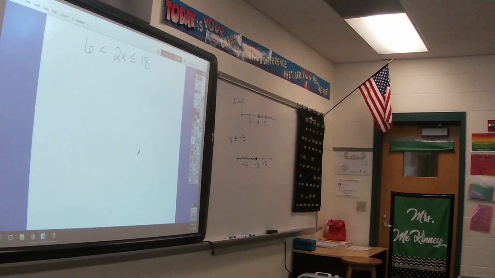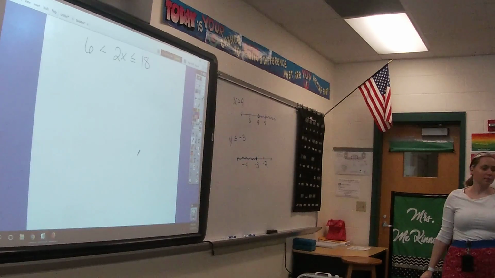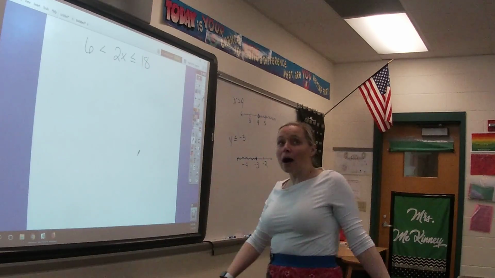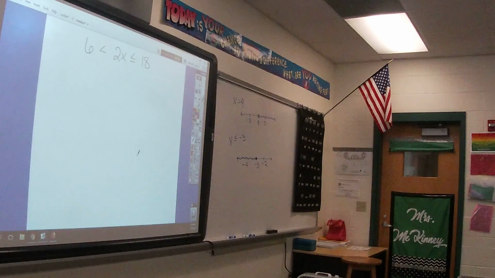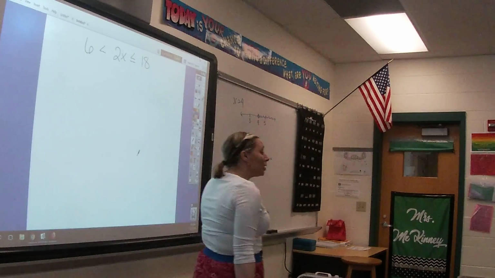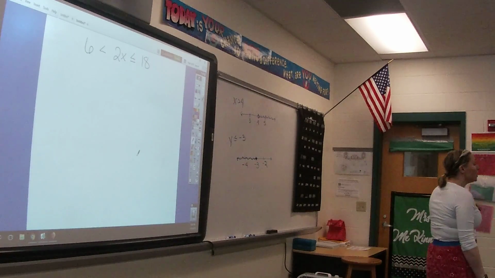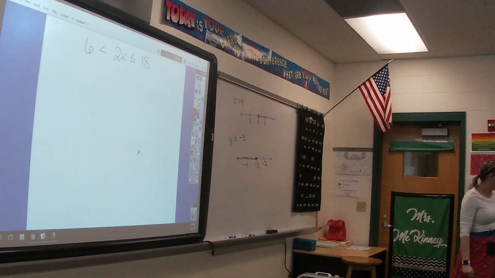This is a compound inequality because we have 2 inequality symbols. This is compound, and because we don't see anything at all with or, we always read the word or. If we see the word and, it's an and. If we don't see anything, it's an and. With a compound inequality, that means we have multiple inequalities happening at the same time.